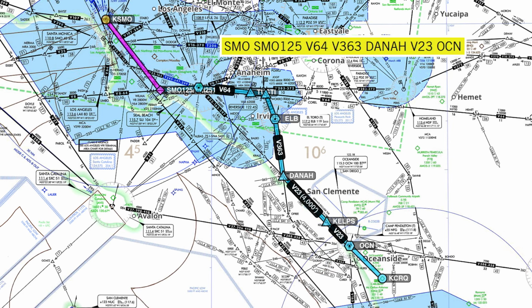And the interesting thing here is the intersection of the Santa Monica 125-degree radial and Victor 64, because it's not a named intersection that we can just type into the GTN. The best way to handle this is to create a user waypoint in the GTN at that point.